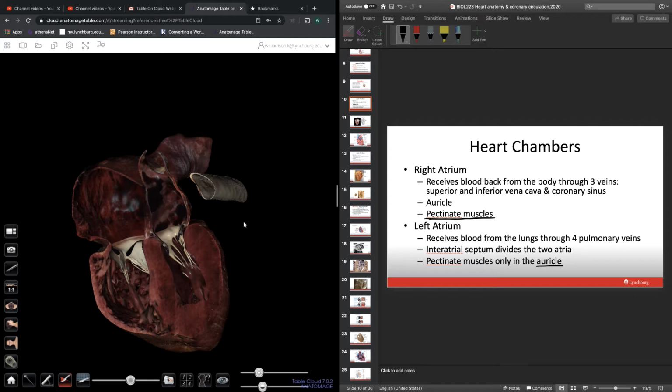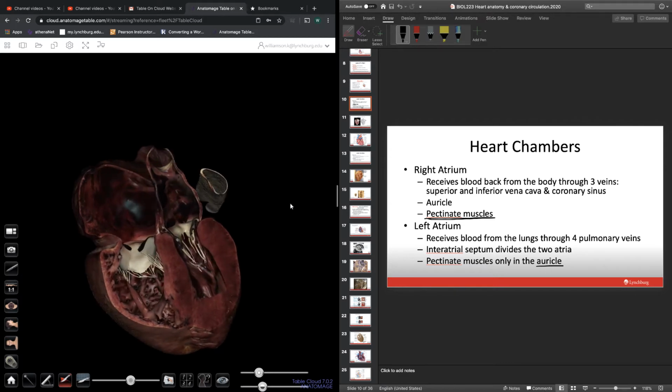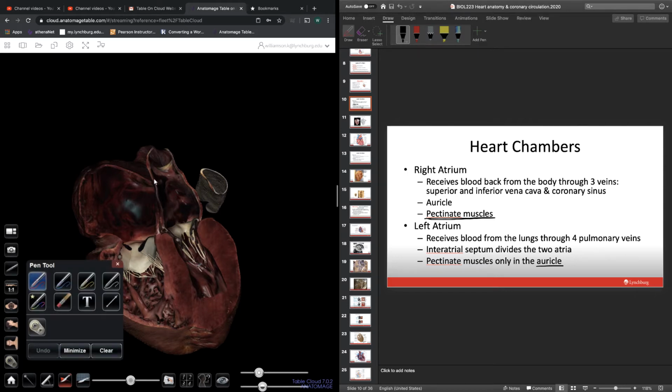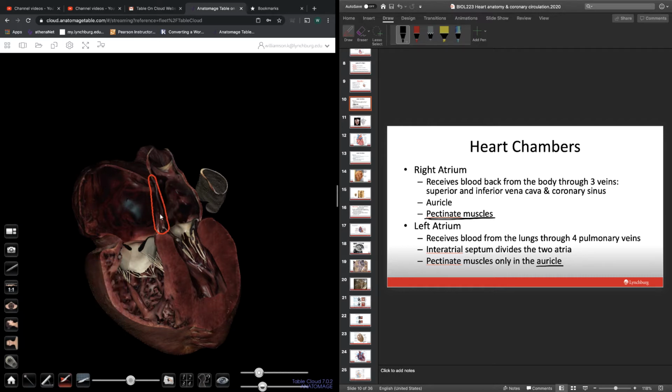Another interesting landmark that we can see when we do a frontal plane section of the heart like this is the interatrial septum. This is going to be the wall that separates the right atrium from the left atrium. And so that's going to be this structure right here. This is our interatrial septum separating the 2 chambers.